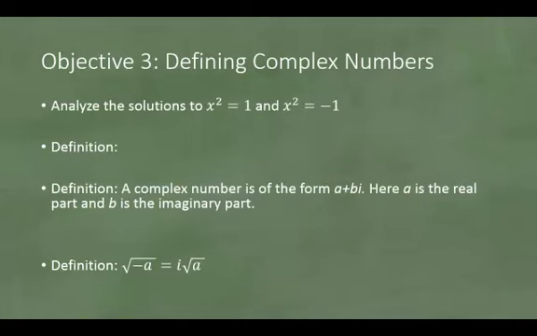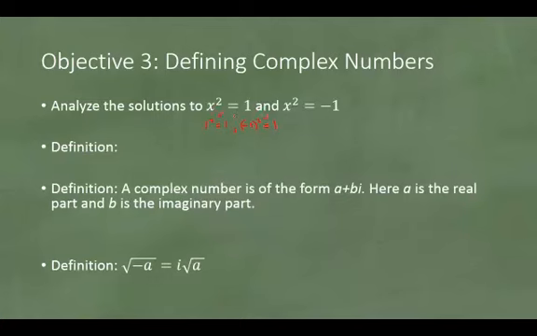Objective 3, defining complex numbers. Really quickly, we need to analyze the solutions to x squared is equal to 1 and x squared is equal to -1. They look similar, but they're not. X squared is equal to 1 has one obvious solution. 1 squared is equal to 1 works, because 1 times 1 is 1. Also, -1 works. -1 in parentheses squared is equal to 1.